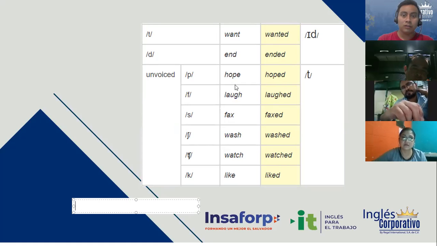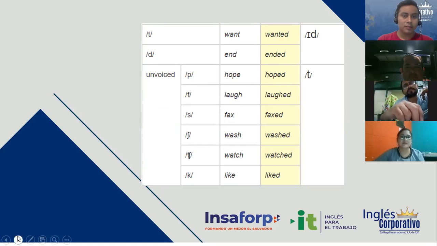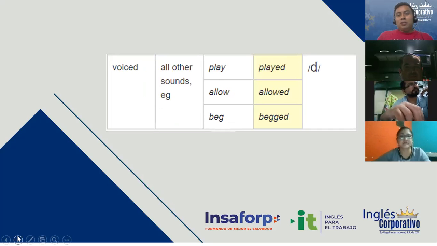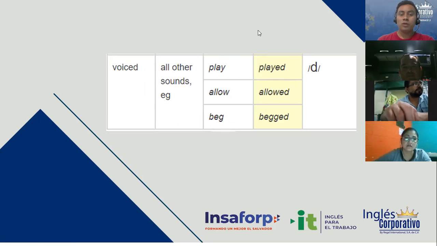Maybe you can think about other ones. Look at this one. So all other sounds are considered voiced and we say D. So this is the key. You want to start checking the last sound of the verb in the present, and start practicing if it is D or if it is T or if it is the extra syllable. Let me tell you that all the vowel sounds are considered voiced. Therefore, if it is a last vowel sound, you have to say it with a D sound, okay?